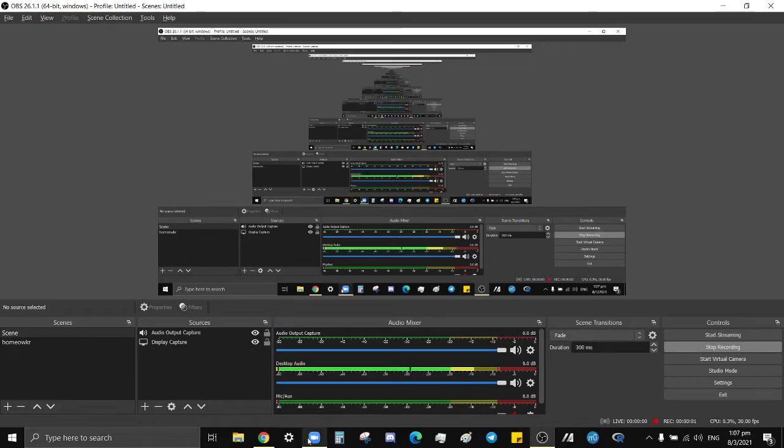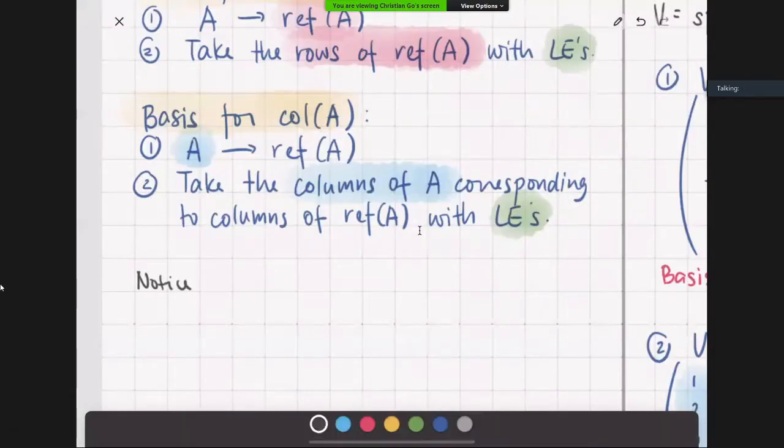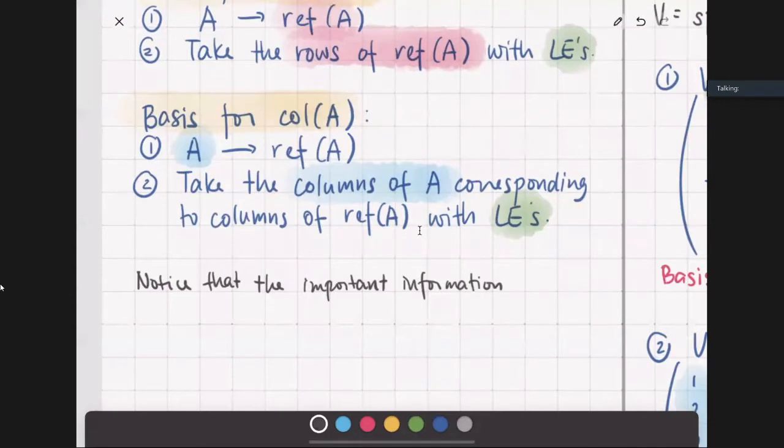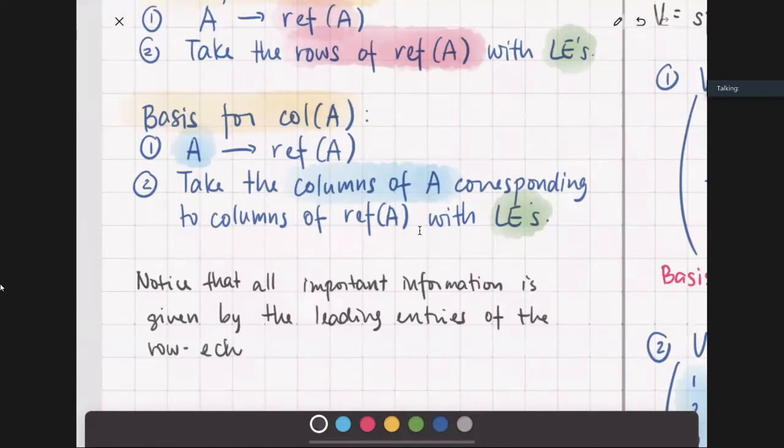All of the important information, notice that the important information, or all important information, let's say, is found or is given by the leading entries in the row echelon form of the matrix.